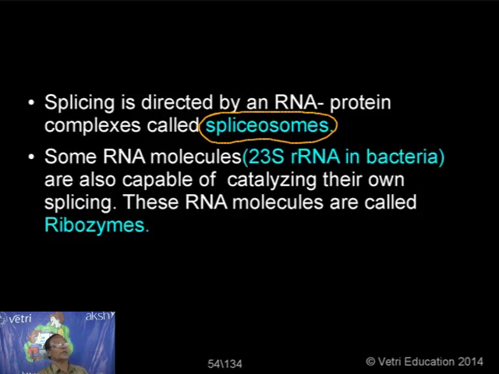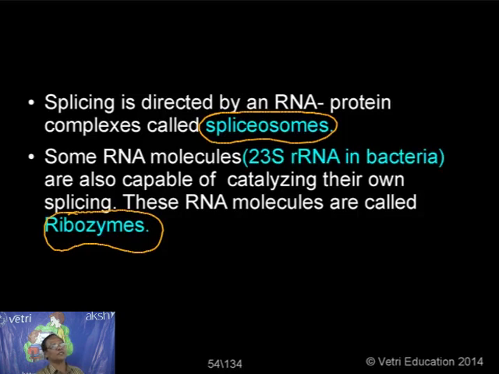In some cases, the RNA itself is capable of catalyzing its own splicing process. Without the help of spliceosomes, some RNA molecules have the ability of splicing. They have the ability of catalyzing their own splicing. In such cases, the RNAs are described as ribozymes. So ribozymes are nothing but RNA molecules which are capable of catalyzing their own splicing process. This is a rare instance.